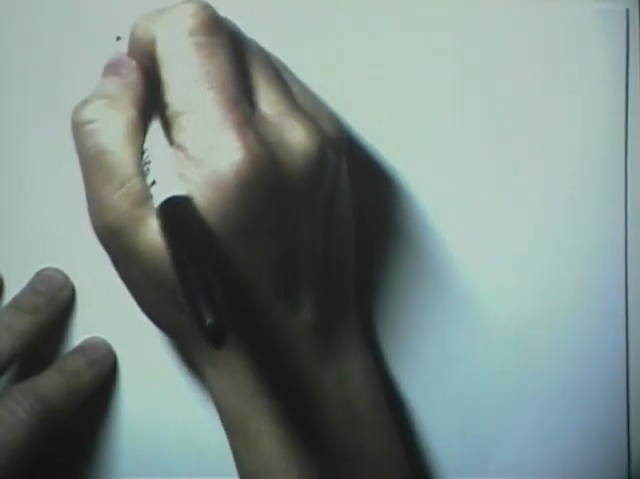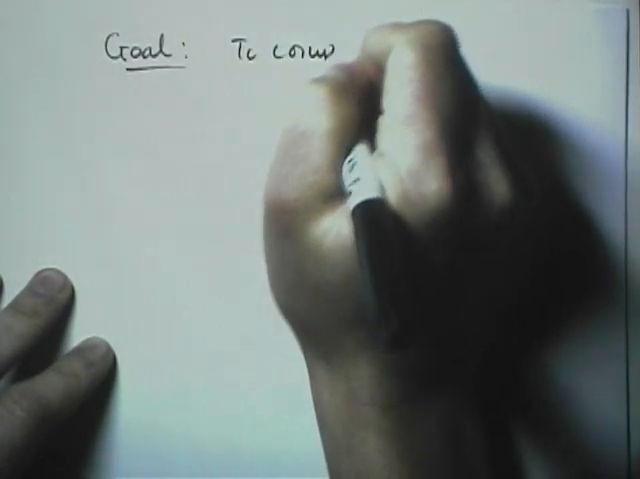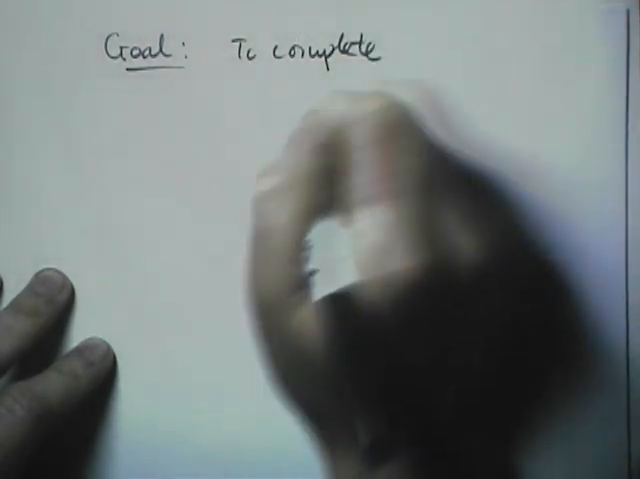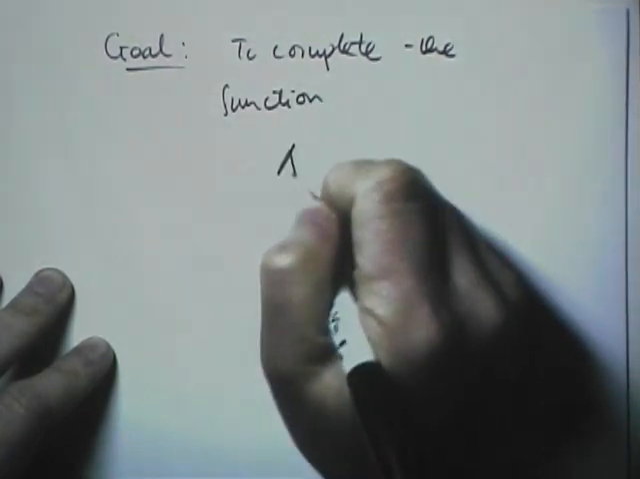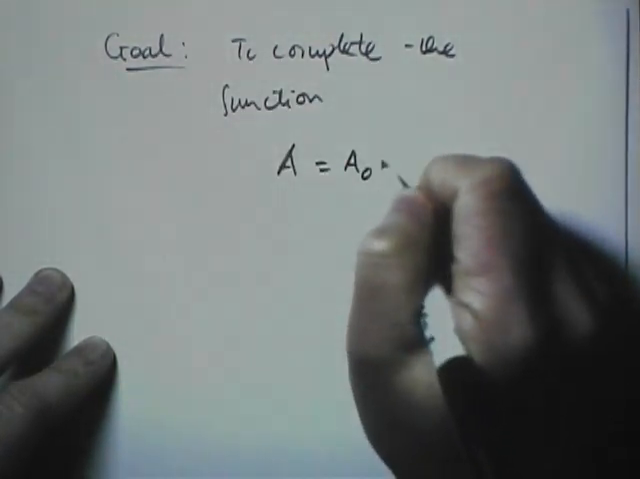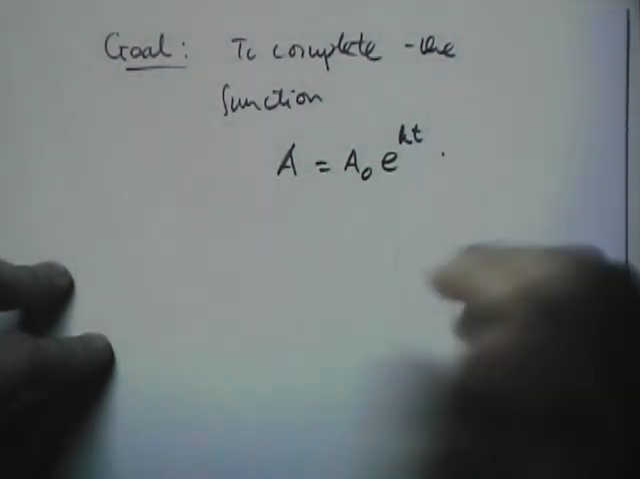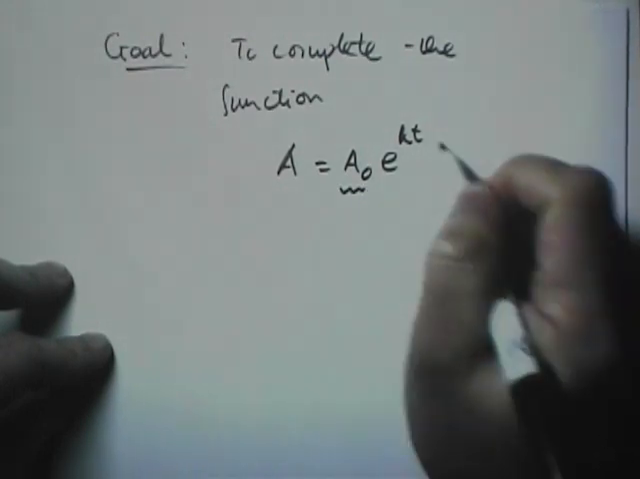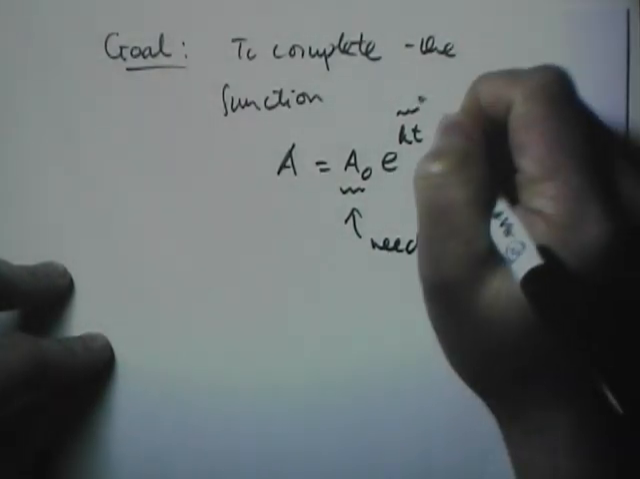Once again, the goal here is to complete the function A equals A sub 0 times e to the kt. Mainly we need to find A sub 0 and k right here.